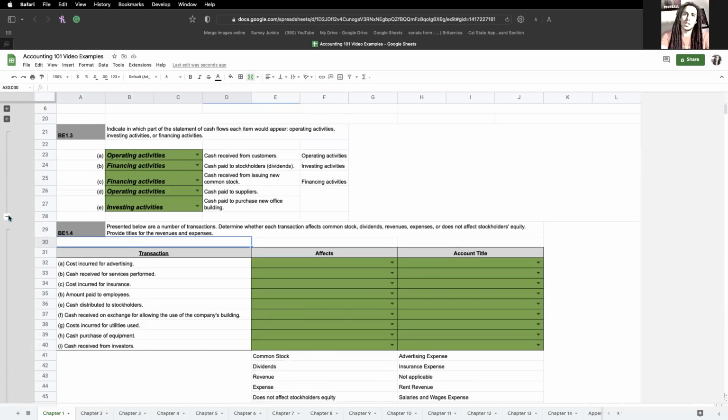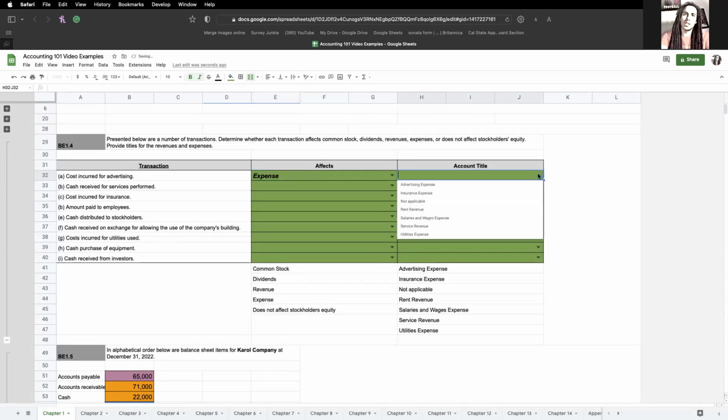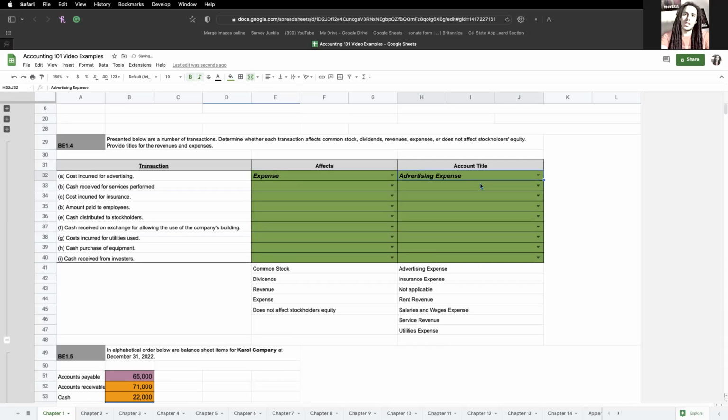All right, hold on, let me do that. Presented below are a number of transactions. Determine whether each transaction affects common stock, dividends, revenues, expenses, or does not affect stockholders' equity. Provide titles for the revenues and expenses. Transaction A. Costs incurred for advertising affects expenses. The account title in question is advertising expense. Cash received for services performed affects our revenues, specifically service revenue.